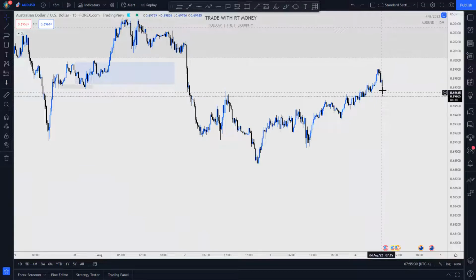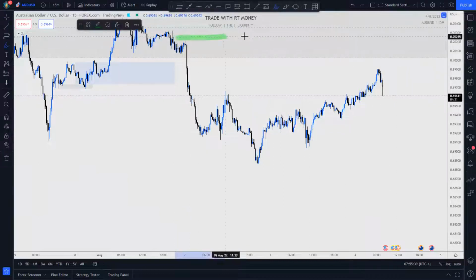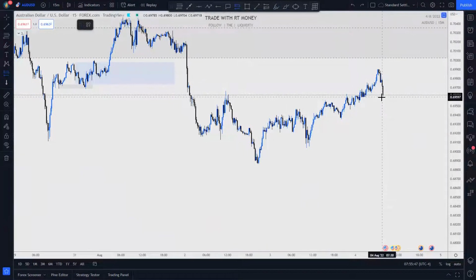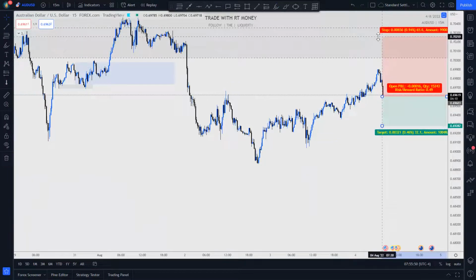If you can get in, wait for a pullback, or you get in. If you get in here, make sure your stop loss is above here. That's what I would do. Anyway, that would look something like this.